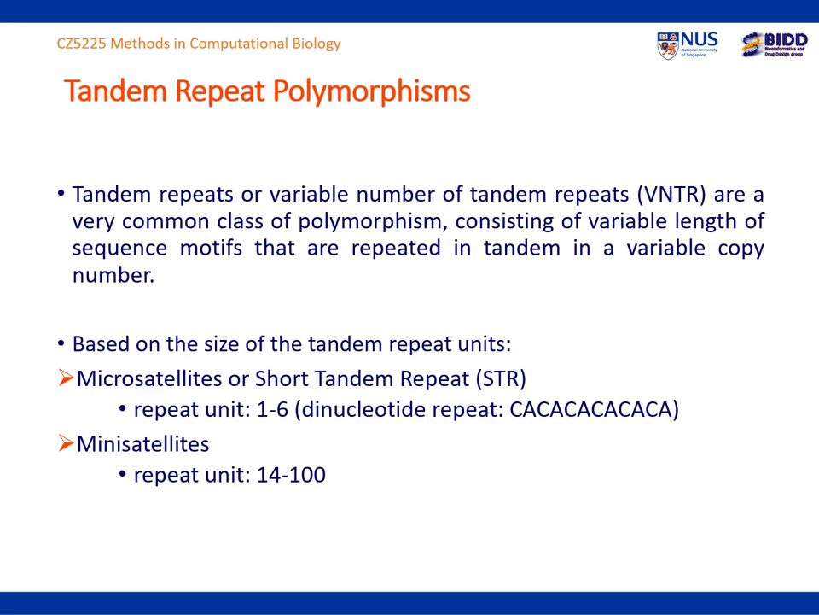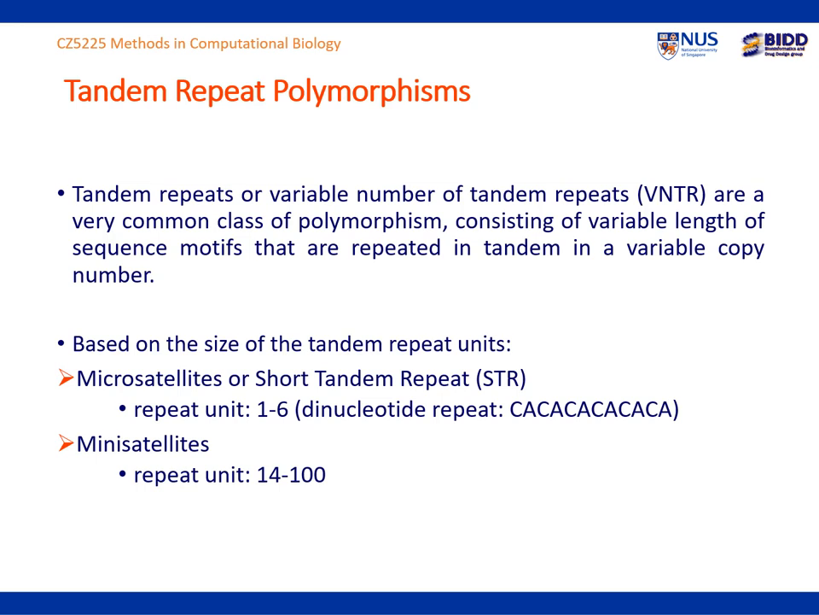The next type of variation is a tandem repeat polymorphism. You know that tandem repeats are simply the repeats of a nucleotide in a variable number, and are called variable number of tandem repeats. They are a very common class of polymorphism consisting of variable length sequence motifs that are repeated in tandem in a variable copy number. And actually on the basis of VNTR itself, we proceed for the DNA fingerprinting technique.